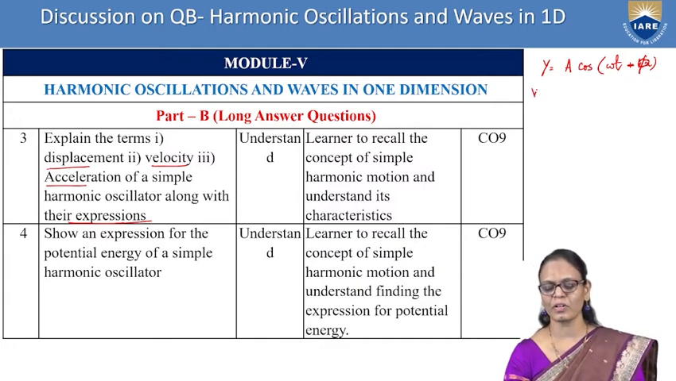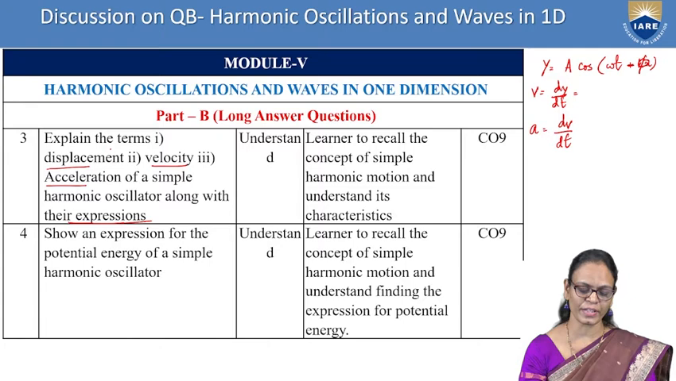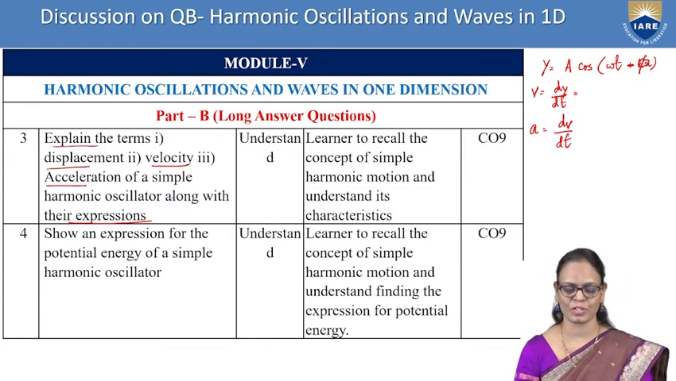Now if you have to write the velocity, velocity is equal to dy/dt. Velocity is the rate of change of displacement. You can take the derivative of this and write the expression for v. And then for acceleration, acceleration is nothing but the rate of change of velocity. Once you get the velocity, you can get the acceleration. You will have to write the expressions, define and explain the terms, and then you may have to mention the units in which you measure, so that it will be a long answer question.